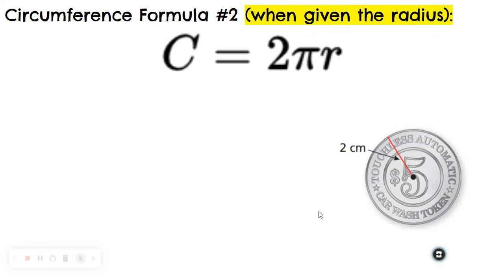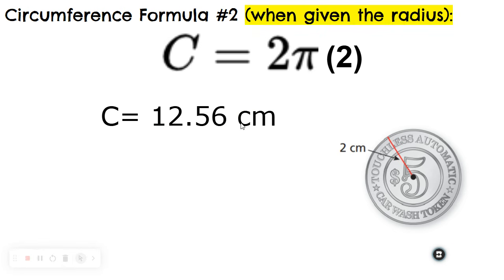Try this last one by yourself. Plug it into the formula or find the diameter and plug it into the diameter formula. Either one's fine. Pause the video, solve it, and press play when you're ready to check your answer. Okay, so I'm going to take r out of the formula and put 2 in its place. 2 times pi times 2 gives me 12.56 centimeters. So my circumference is 12.56 centimeters.